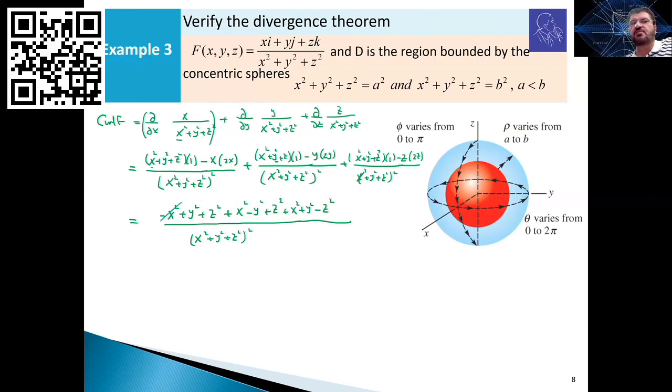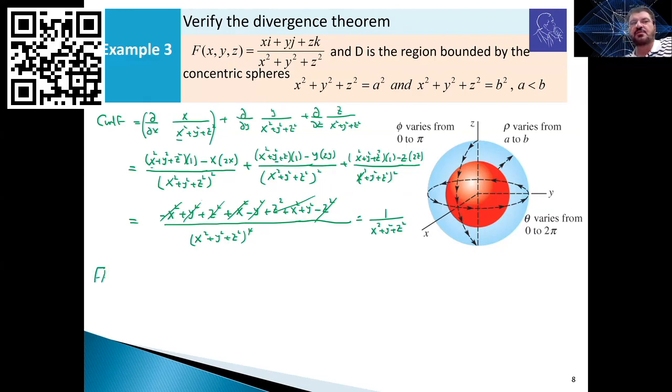So minus x squared goes with plus x squared, y squared goes with minus y squared, z squared goes with minus z squared. So what's left on the top? It's x squared plus y squared plus z squared divided by that. So if we simplify it, this all is going to go with the square, and you're left with 1 over x squared plus y squared plus z squared. This is the curl F.